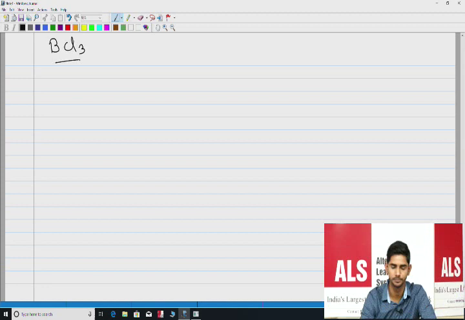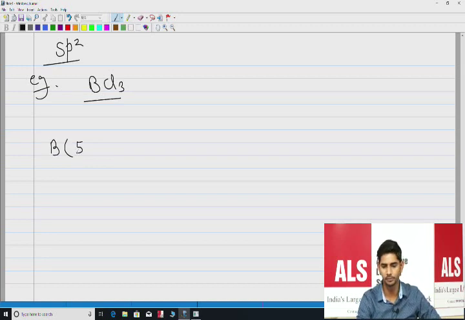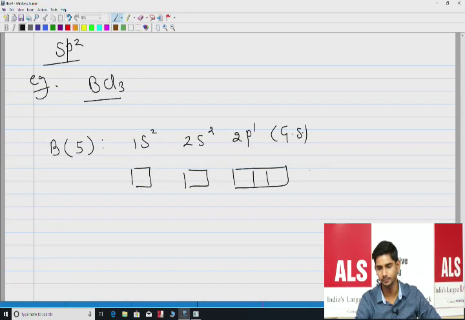Let's talk about BCl3. Let's write the sp2 hybridization. Example is BCl3. Okay. Again, just look at the screen. Boron atomic number 5, 1s2, 2s2, 2p1. This is the ground state. Okay. Now you can draw them like this. Oh, sorry, not the excited state. I'm just drawing the ground state right now. This is the ground state.